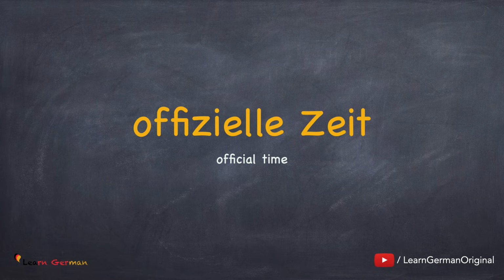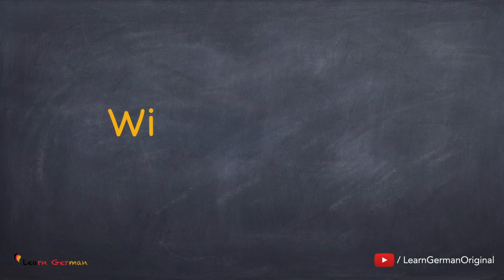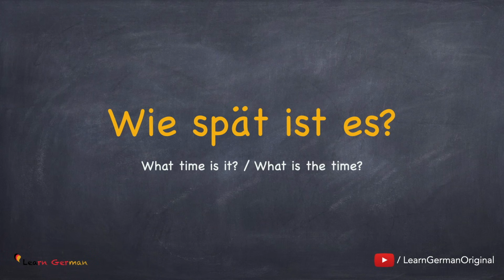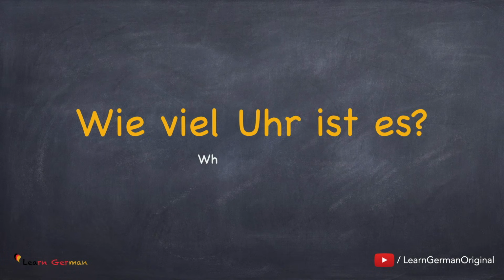When you're asking about time, you generally come across 2 questions. Wie spät ist es? Or you can ask, wie viel Uhr ist es? Let's learn how to answer this.